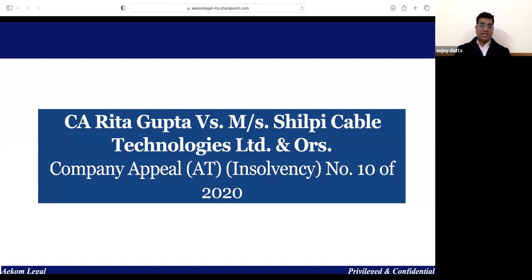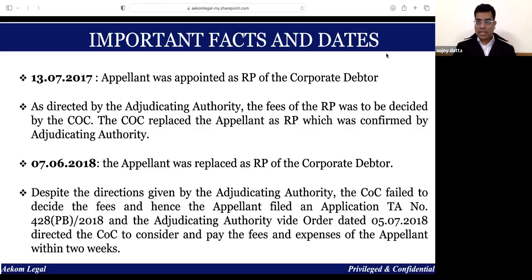The third judgment is CA Rita Gupta versus Messrs. Shilpi Cable Technologies. Now, this is another case where the facts are very interesting. The appellant in question is a resolution professional. She was appointed for the corporate debtor in 2017, and the adjudicating authority directed that the fees of the RP should be decided by the CoC. The CoC later replaced the appellant by another person as the RP.